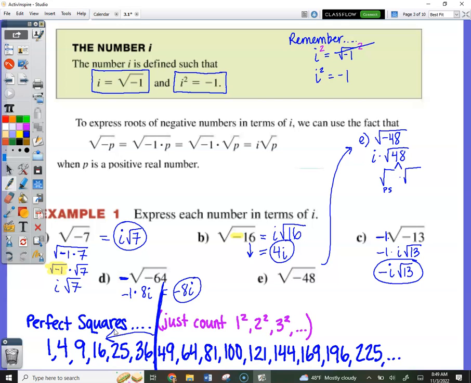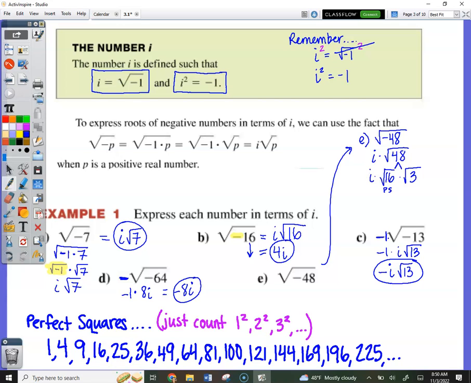There's no way 36 goes into 48 nicely, right? You can go to your calculator and divide 48 by 36. When it's a decimal, that means move to the next one. 48 divided by 25, decimal. 48 divided by 16, winner, winner, chicken dinner. So I'm going to put the 16 here because it went. And how many times did it go? 3. I'm going to bring the i down so I don't forget it.